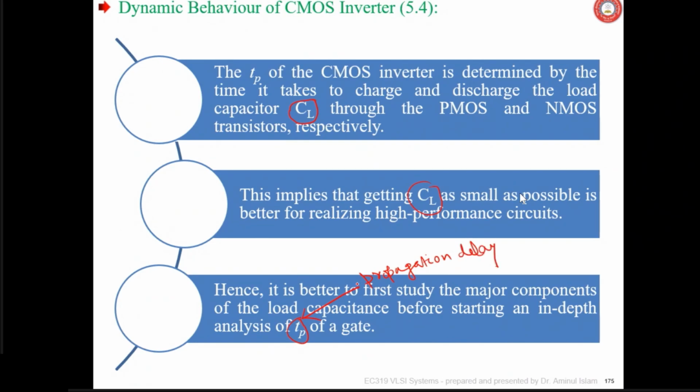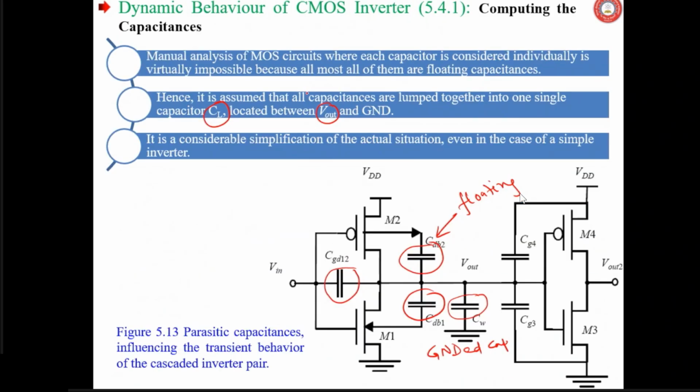Propagation delay is denoted by TP here. So manual analysis is very difficult, but something we can understand from the diagram. Hence it is assumed that all capacitances are lumped together into one single capacitor. Many times, capacitors are there which are not grounded, or one end is not connected to ground. So it is called floating capacitance. These are floating capacitances.